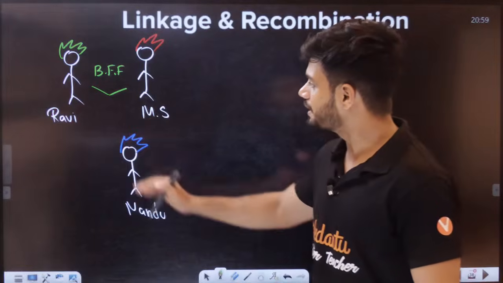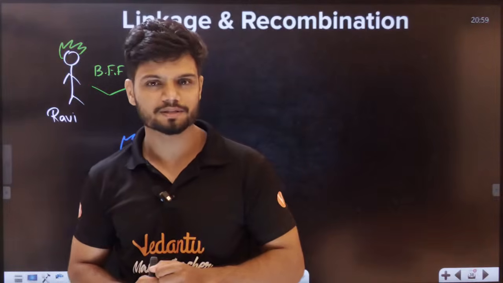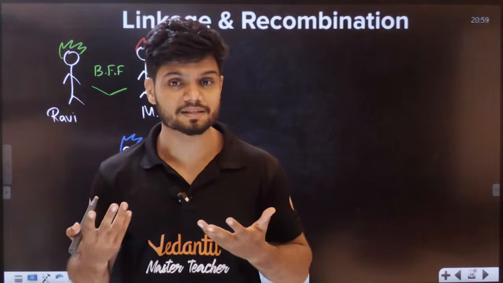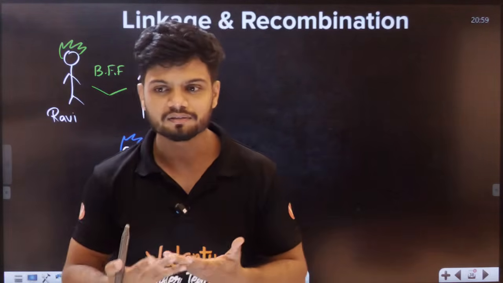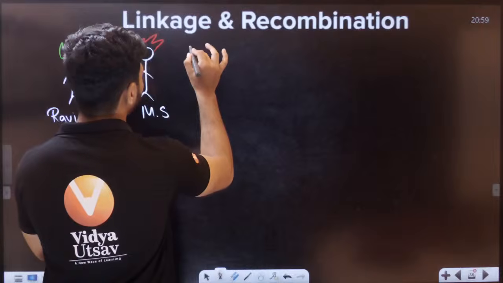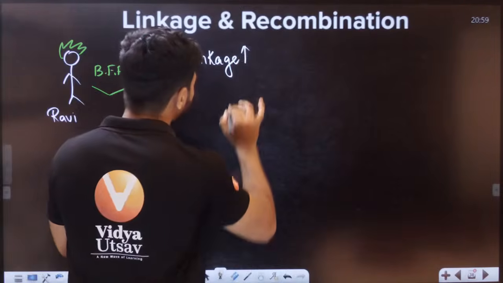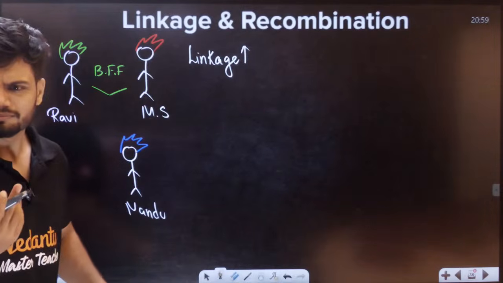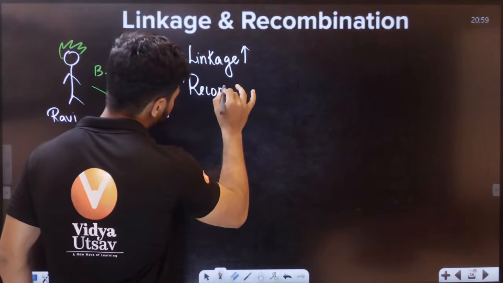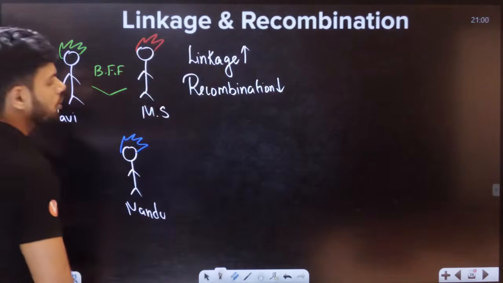Now students, if Ravi and MS are BFF, will they fight among each other? No. Will they have very good linkage among each other? Their link is very nice. They're BFF, so linkage is very high. So between Ravi and MS, linkage is very high. If linkage is very high, do they fight? They don't fight. So recombination is very low, students.